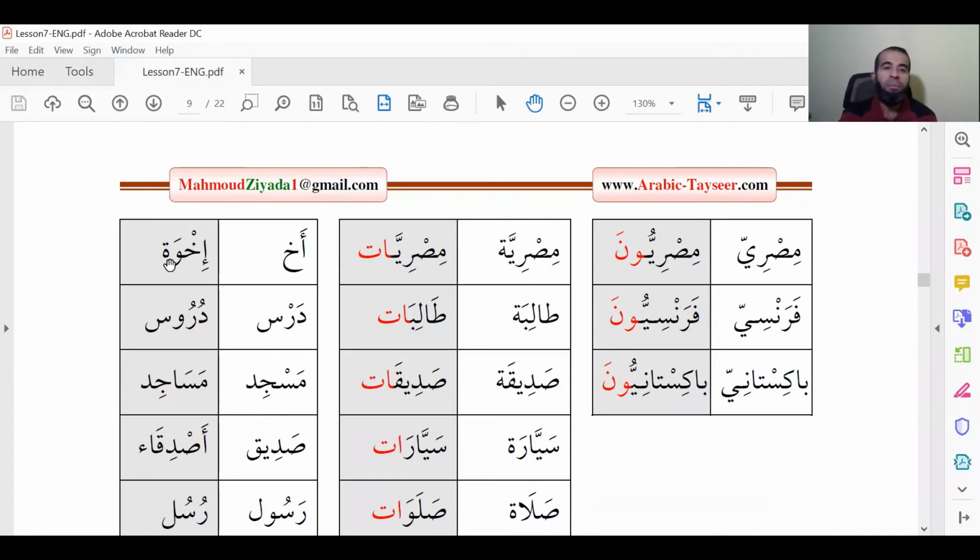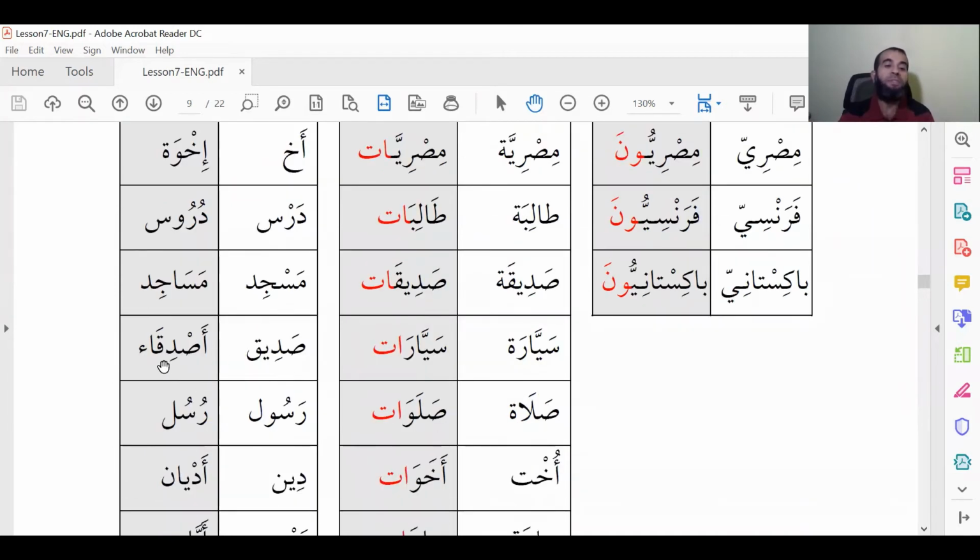So أخ plural is إخوة. If you remember, I told you before that in order to be able to differentiate between إخوة and أخوات, the plural of أخ and the plural of أخت, memorize this, which is said in the beginning of lectures: أيها الإخوة والأخوات السلام عليكم ورحمة الله وبركاته. أيها الإخوة, oh brothers and sisters. So إخوة means brothers and أخوات means sisters. درس becomes دروس. مسجد مساجد. صديق أصدقاء. All these are broken plurals or irregular plurals.